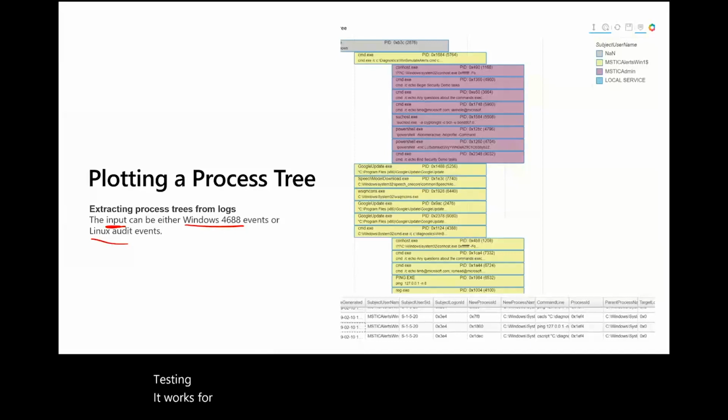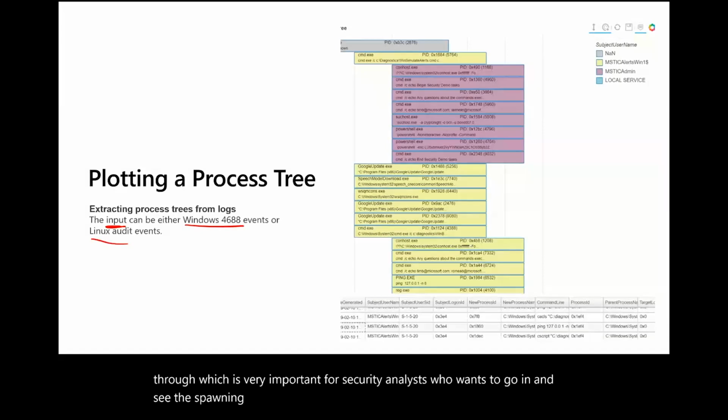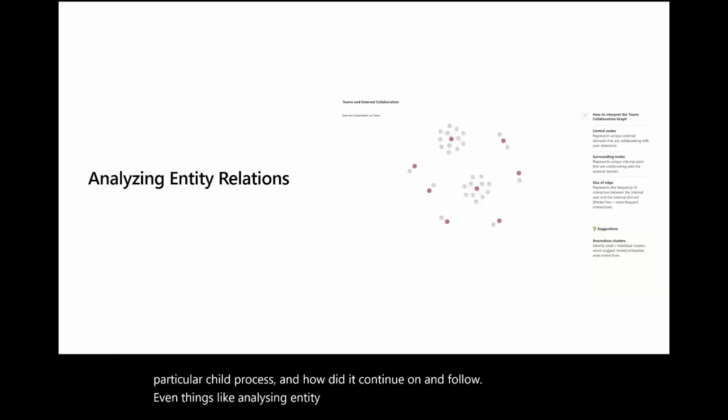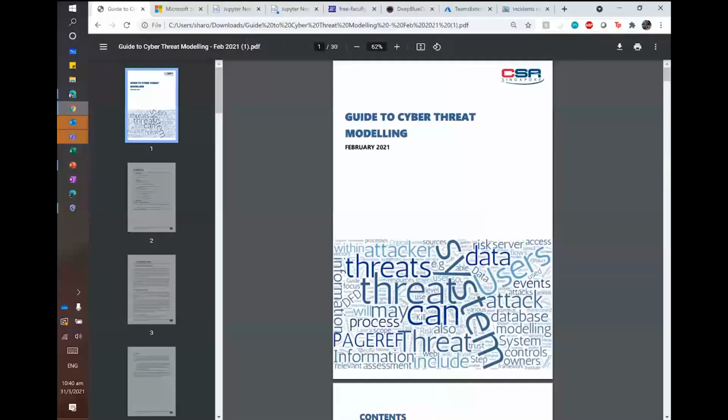Nice. So yes, you can also do things like plotting a process tree, which is very important for a security analyst who wants to go in and see the spawning process, right? Which was the parent process that called this particular child process, and how did it continue on and follow? Even things like analyzing entity relations, and maybe at this point, I will quickly just pivot over to the slides here.